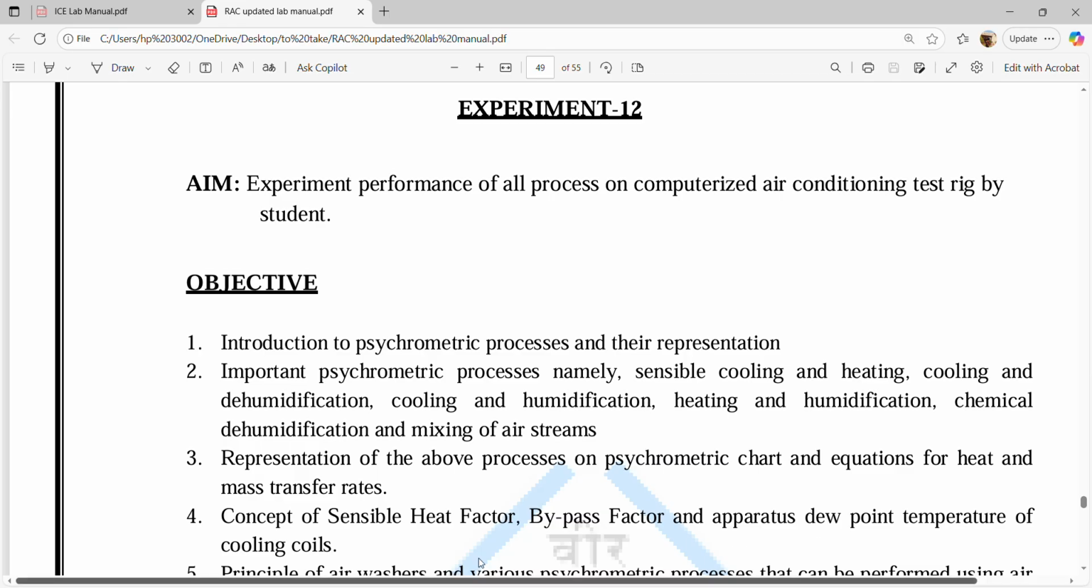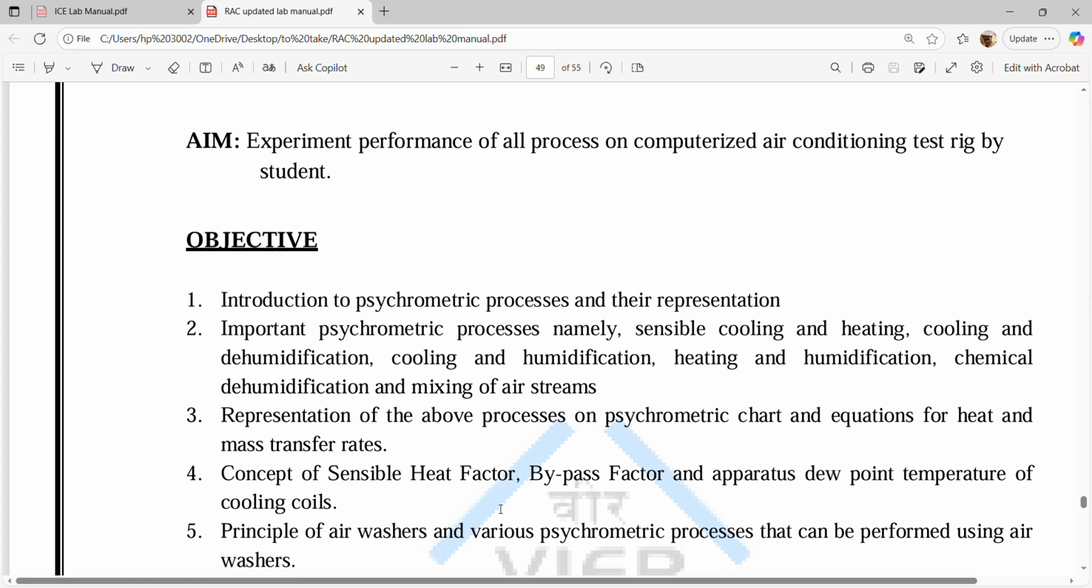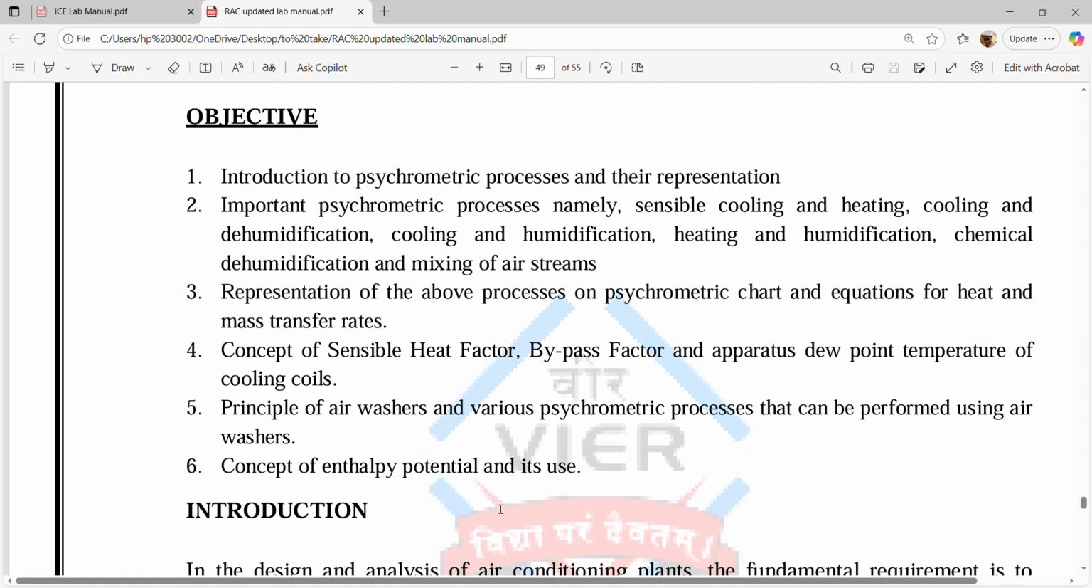The objectives are introduction to psychrometric processes and their representation, important psychrometric processes, namely sensible cooling and heating, cooling and dehumidification, cooling and humidification, heating and humidification, chemical dehumidification, and mixing of air streams.